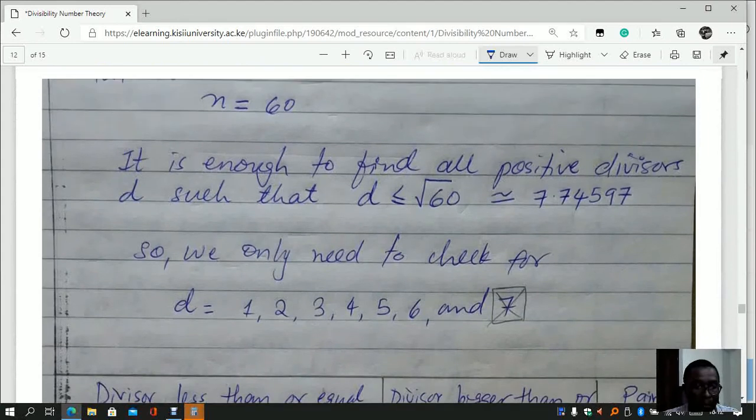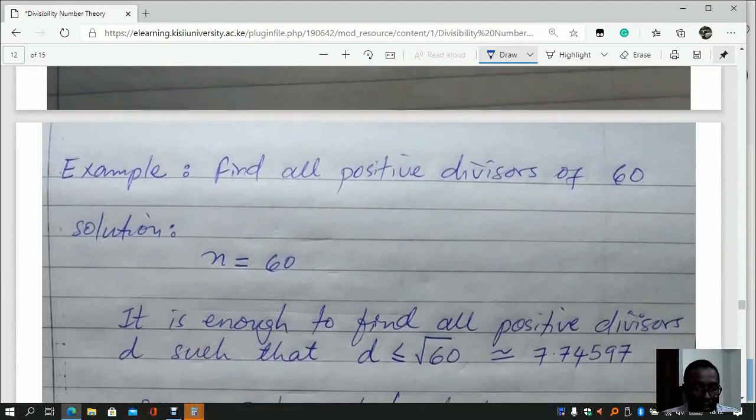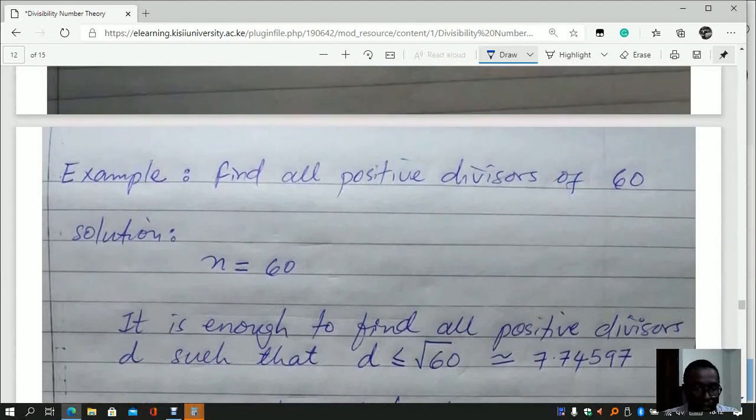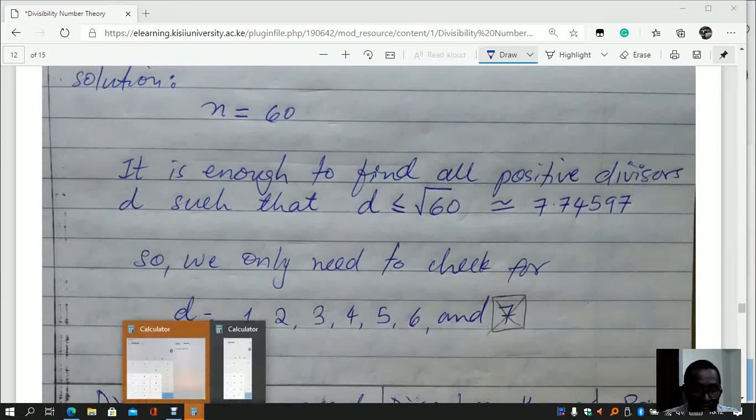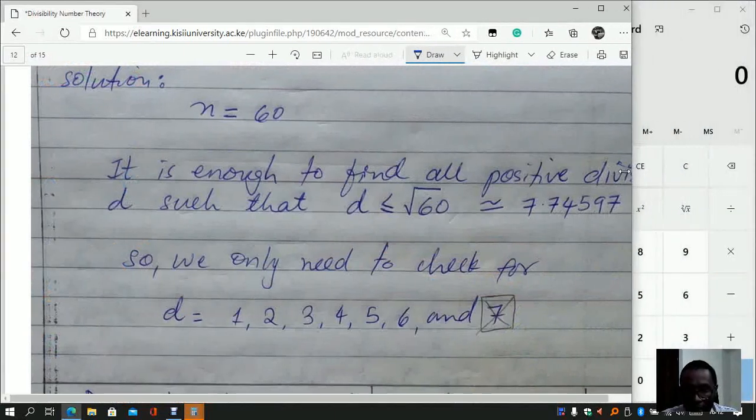Now, an example here: we need to find all positive divisors of 60. We know very well that the square root of 60 is somewhere close to 7.7. I think I have a calculator here. I have a 60. Let me see.